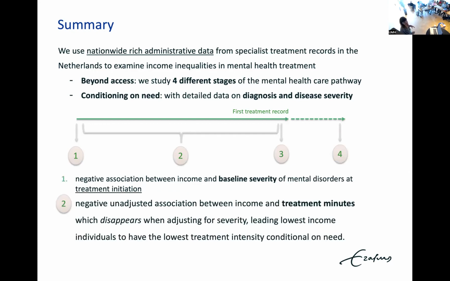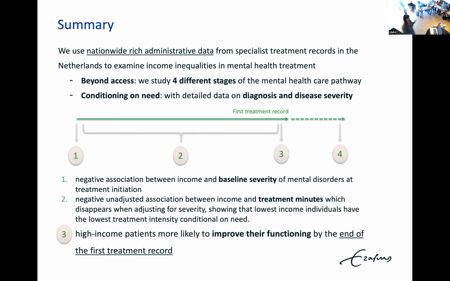Second, we see that there's first a negative unadjusted association between income and treatment minutes, by which the people with lower income will get more treatment. But when we adjust for need, and need I didn't specifically say, but we are mostly thinking of diagnosis and the disease severity, the functioning, then we see that this gradient reverses. And actually those with the lowest income are getting a bit less treatment intensity, a bit less treatment minutes.